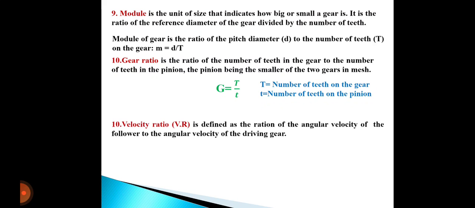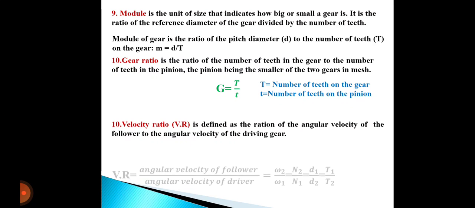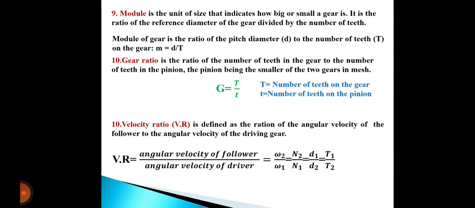Now, the velocity ratio. The velocity ratio, VR, is defined as the ratio of the angular velocity of the follower to the angular velocity of the driving gear. So, that is angular velocity of the follower divided by angular velocity of the driver: omega 2 by omega 1, n2 by n1, d1 by d2, finally t1 by t2. We know that P equals pi d1 by t1 equals pi d2 by t2, from that.